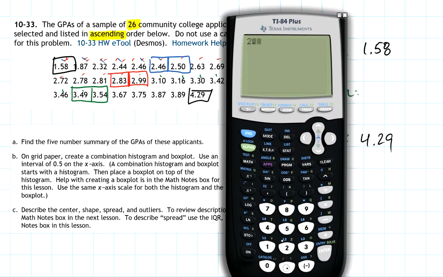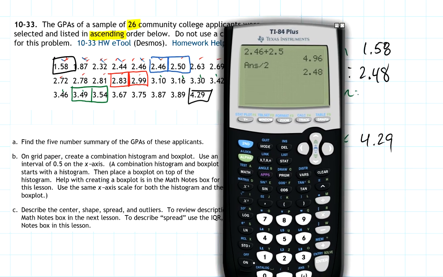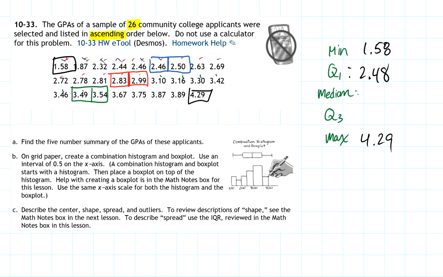So I've got 2.46, and I'm adding to that 2.5, and I get 4.96, and half of that is 2.48, so that's Q1, 2.48. Same thing for the median. I'm just taking 2.83 and I'm adding to that 2.99 and dividing that by 2, and I have 2.91.